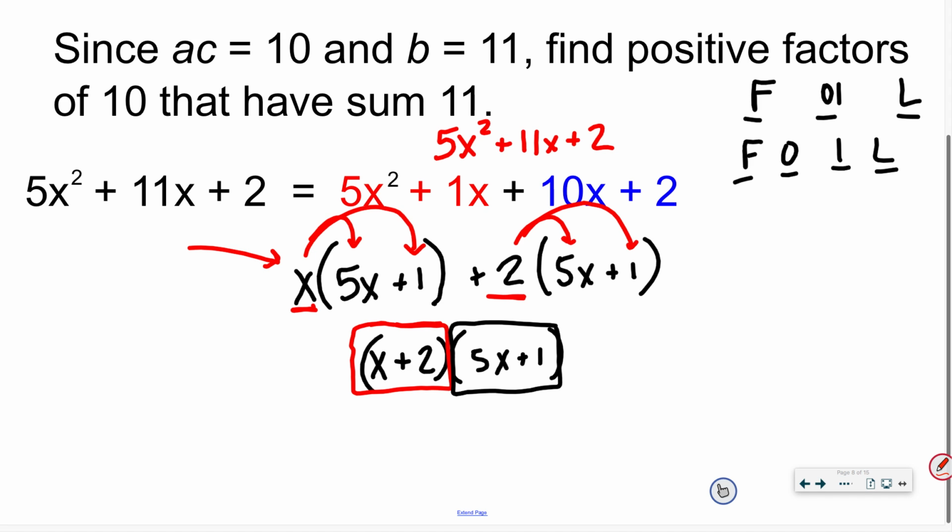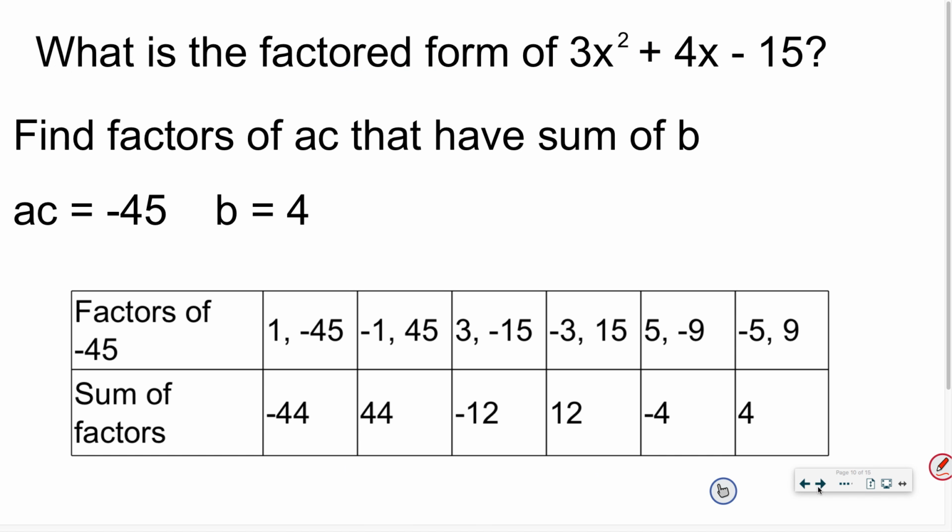Okay, let's try one more, because I want to show you how this works when it involves a negative. And the easiest way for you to find where you're going to get stuck, if anywhere, is to try one. So we'll go through this example here, not this one, this one, and then we'll keep going. So now notice, what do you notice about this trinomial? We have a negative, good.